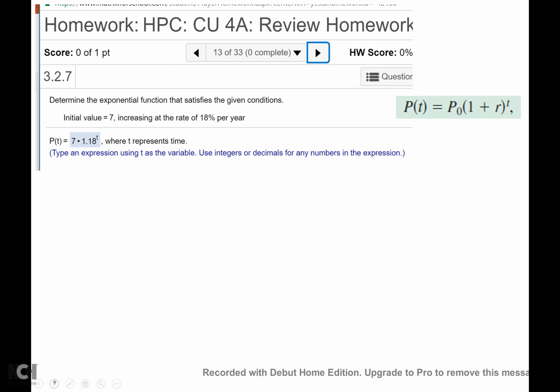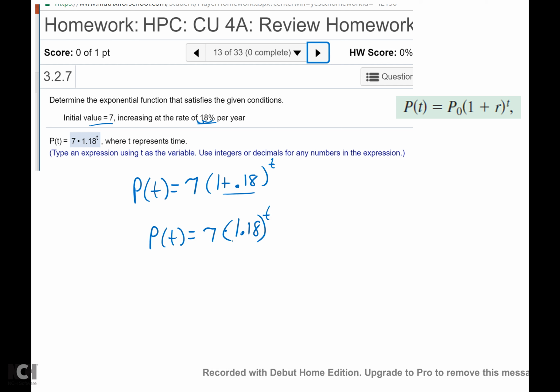It says determine the exponential function that satisfies the given conditions. My initial value is 7, and it's increasing at a rate of 18%. So I do p of t equals my initial value times 1 plus 0.18, because you make this into a decimal to plug it back in, to the t. Add that, and you get p of t equals 7 times 1.18 to the t. And I don't like using that dot there, because mine ends up looking like a decimal, so I use parentheses.